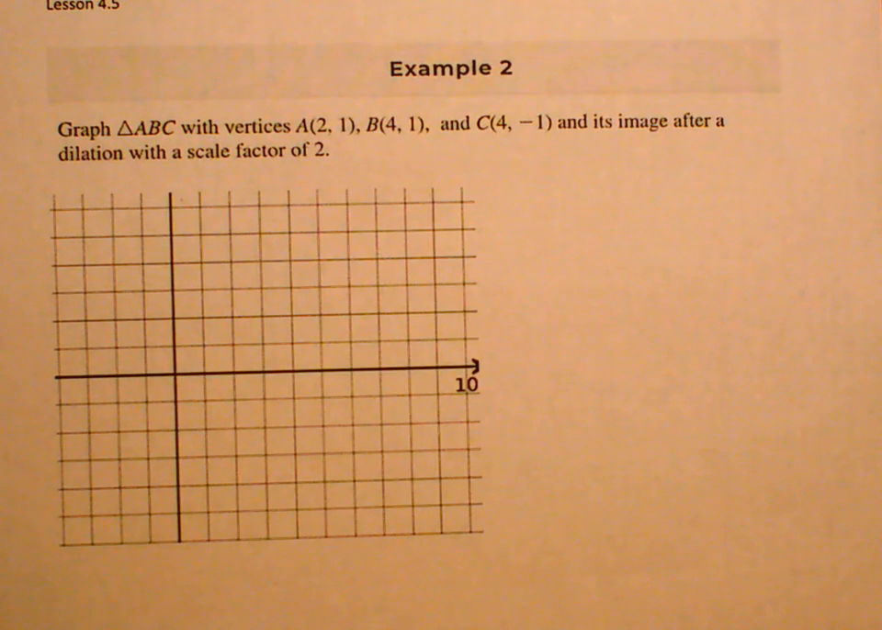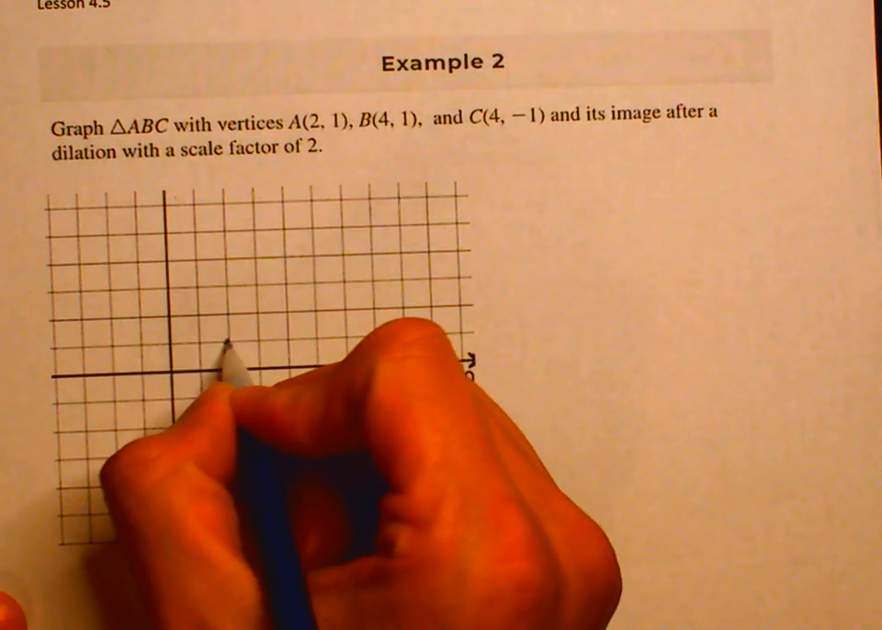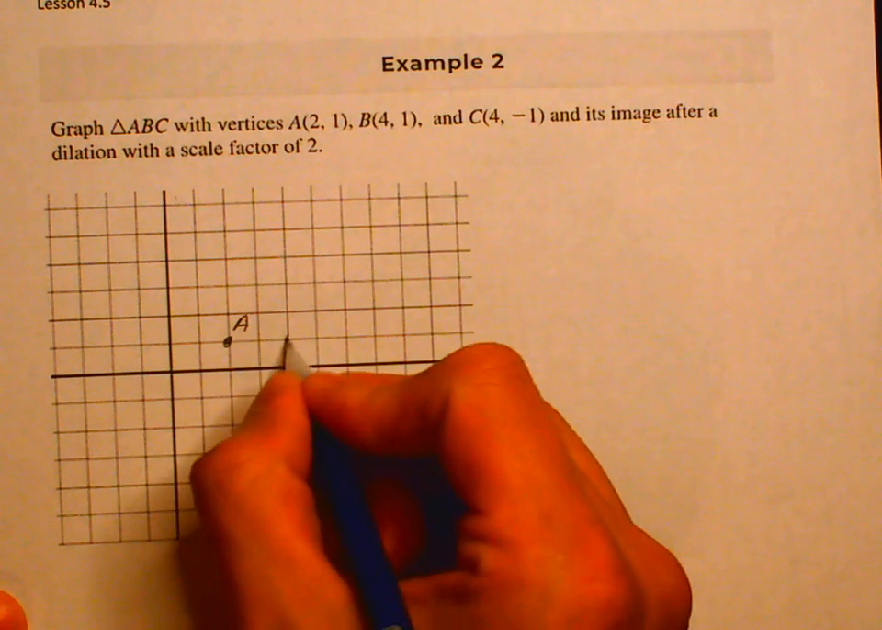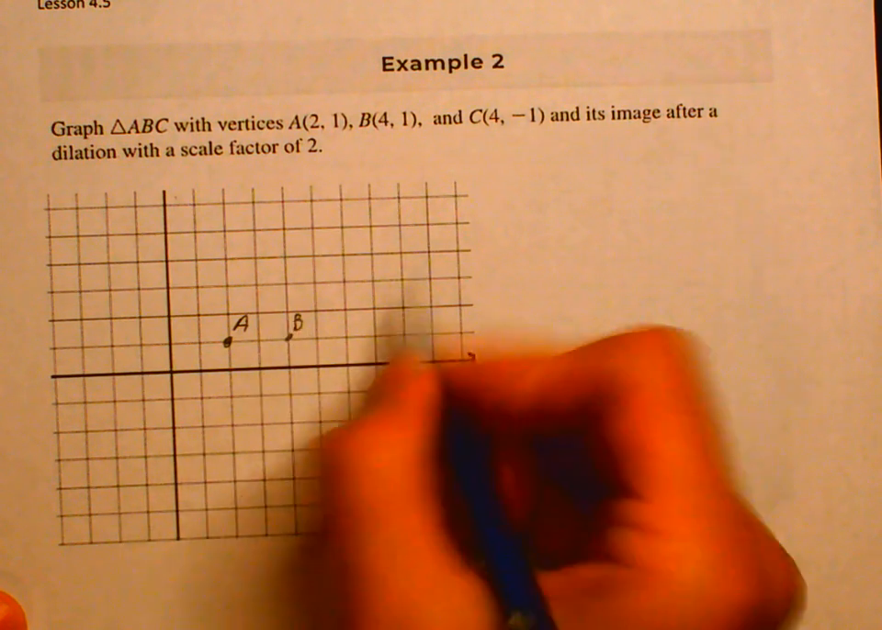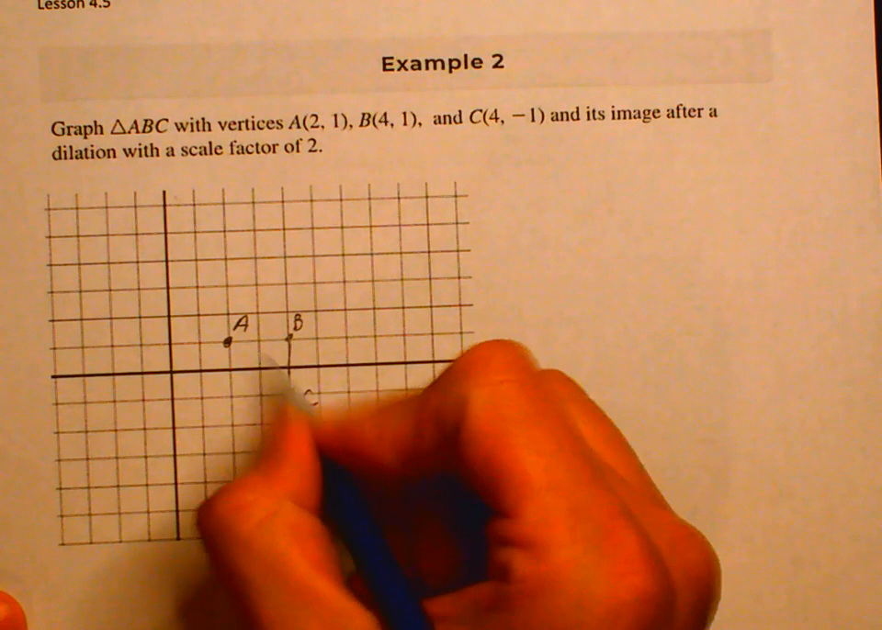Example 2. Graph ABC with the following vertices and its image after dilation with a scale factor of 2. So when you're doing this, guys, pause the video, graph it, and play it, and pause it, and go back and graph it. So do what you need to do to make sure you understand this. So A is 2, 1. B is 4, 1. And C is 4, negative 1. So this is my pre-image.